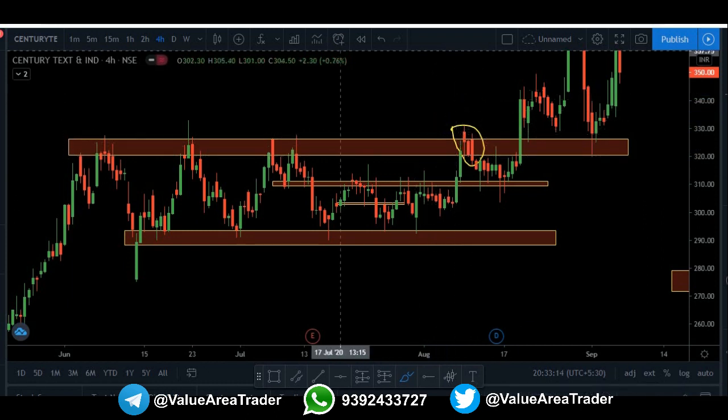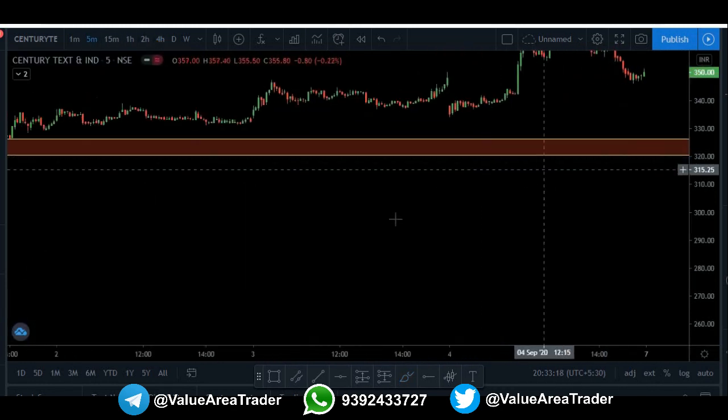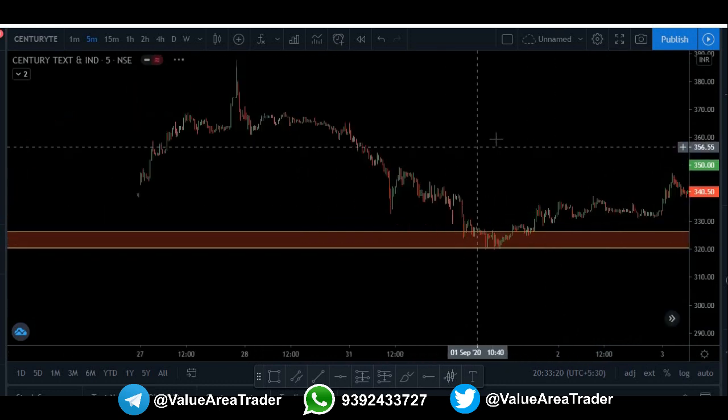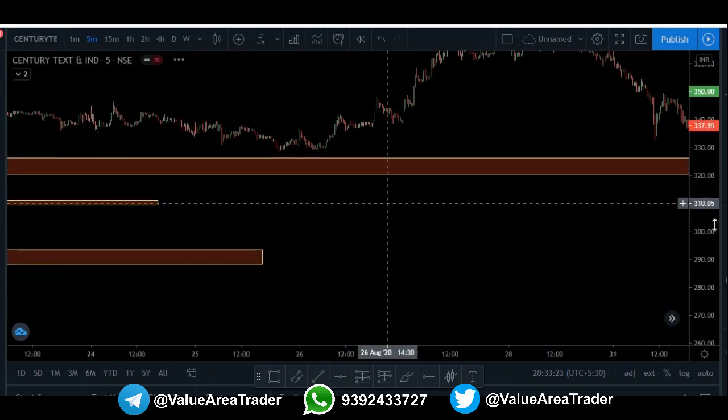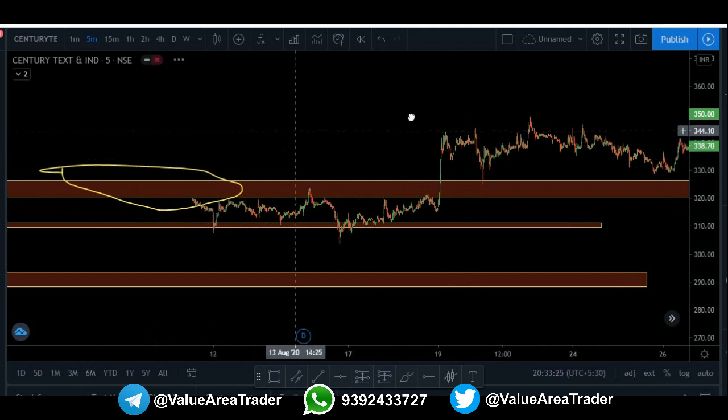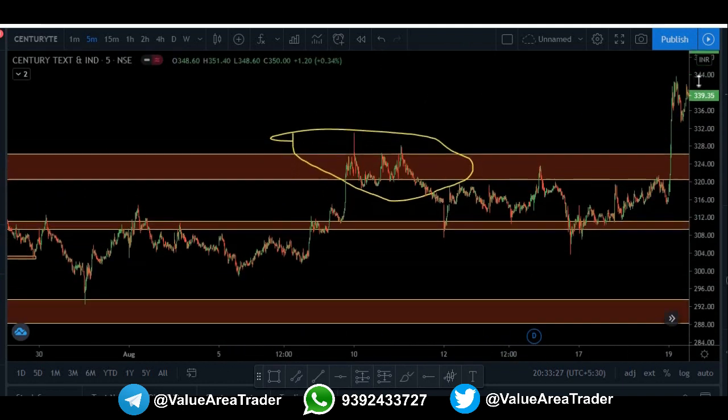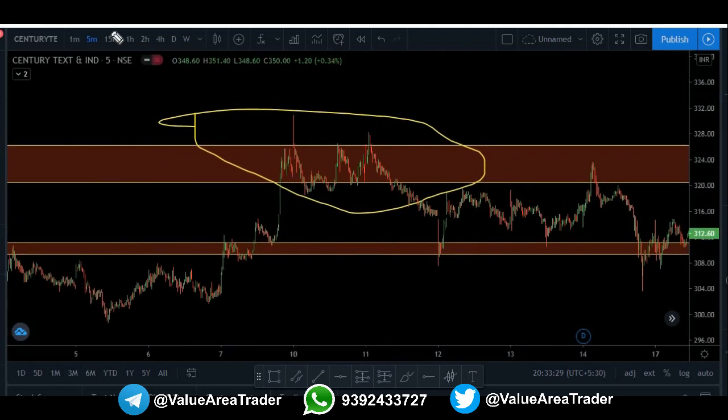I'll just delete it. I'm marking that zone in the 4-hour, and then I'll go to 5 minutes, and then I'll look for that marking. Let me check. Where is that zone? Where did I mark that? Okay. So in this area, in the 4-hour chart, I found that yes, selling is happening.